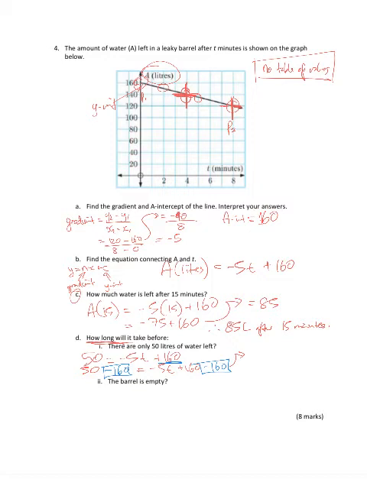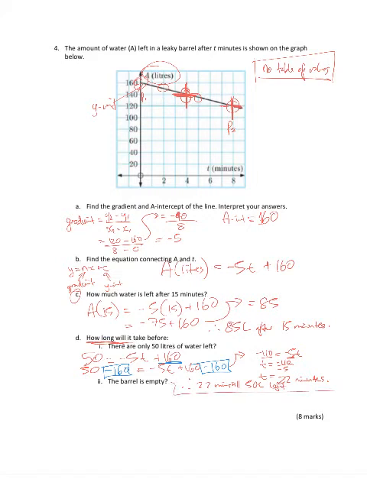So 50 take 160 is going to be -110, equal to -5t plus 160 take 160, which is 0. So t is now going to be -110 divided by -5, because the opposite of timesing something by -5 is dividing by -5. T is going to be 22 minutes. So that's how long: 22 mins till 50 litres left.